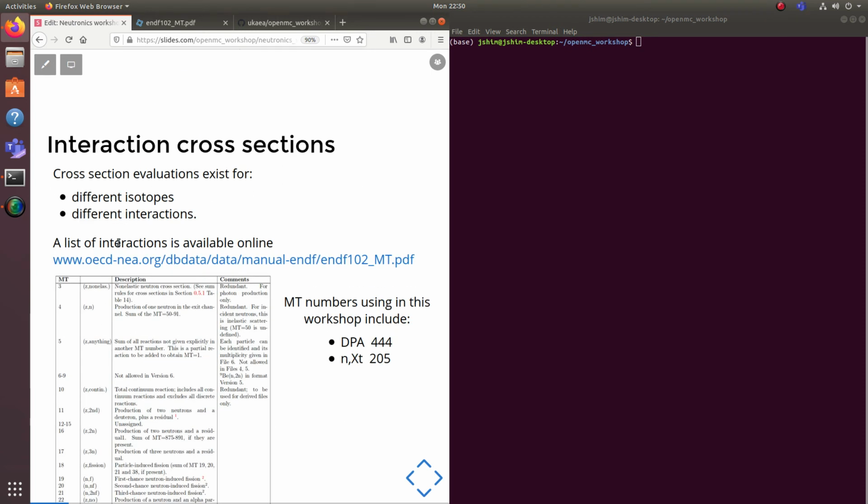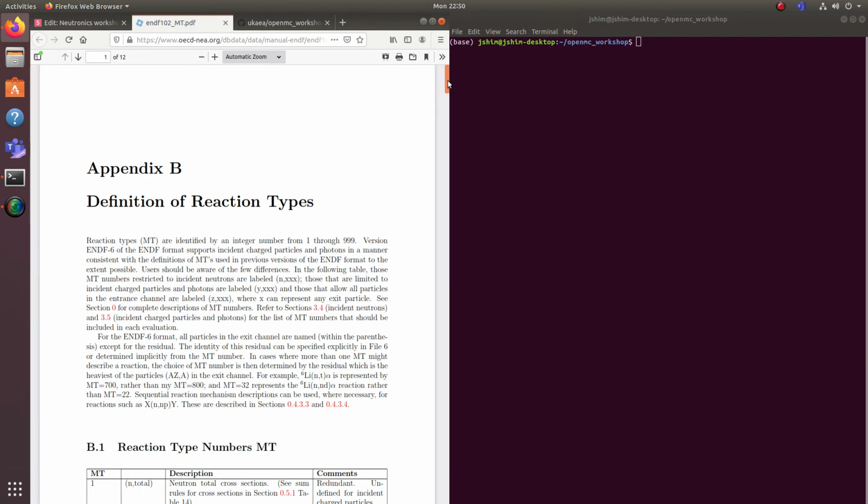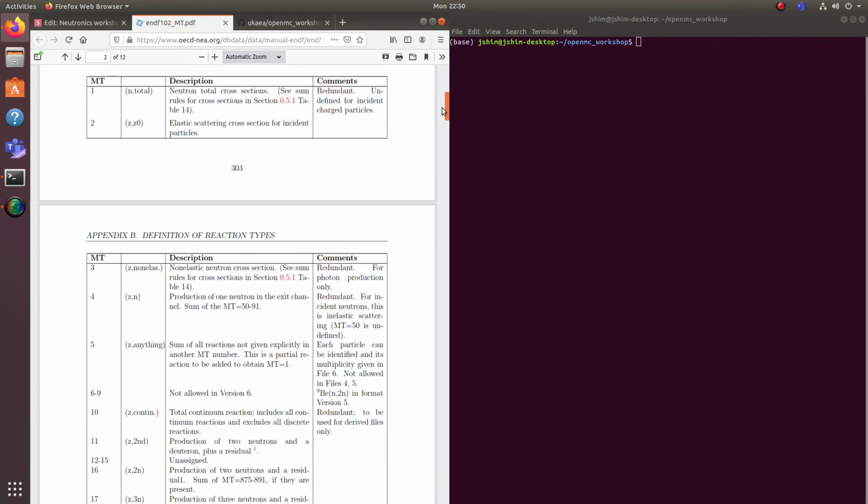there's a whole list of different interactions. We saw neutron multiplication, but there are hundreds. So this website here has got a big list of them all. So we see MT number 1, reaction number 1 is the total interaction, quite an important one. That's a catch-all.